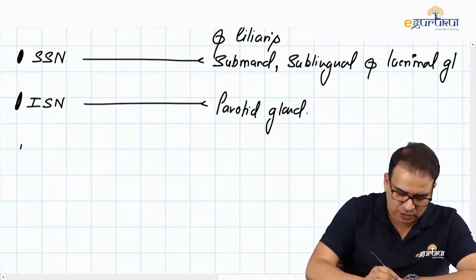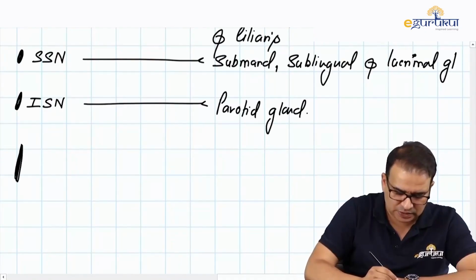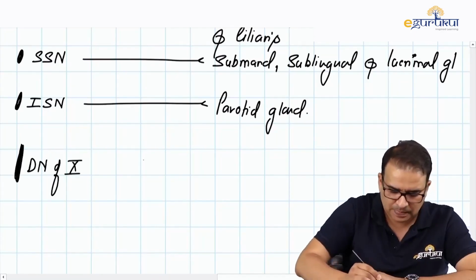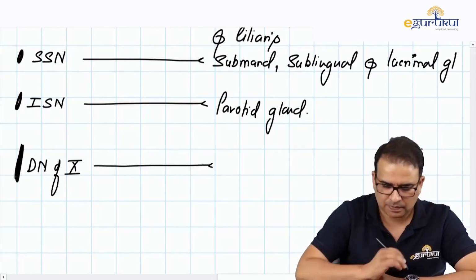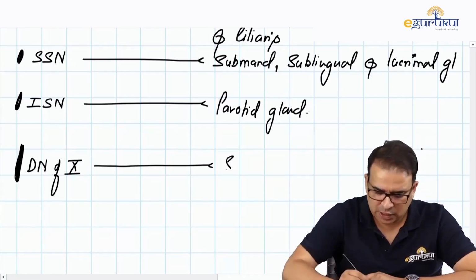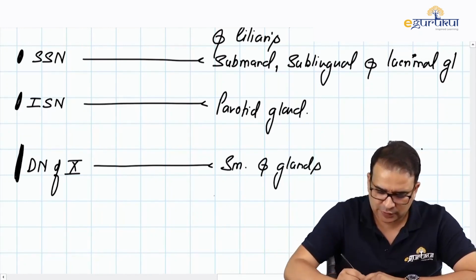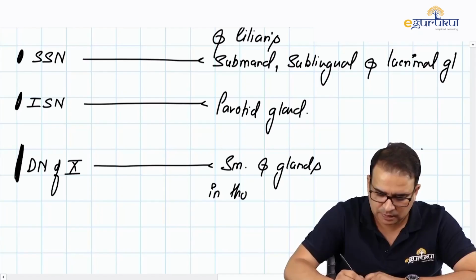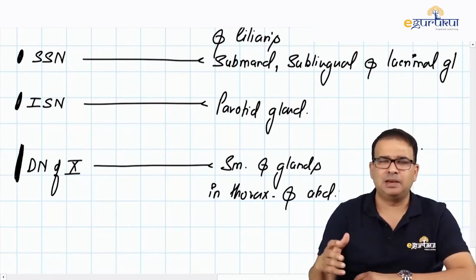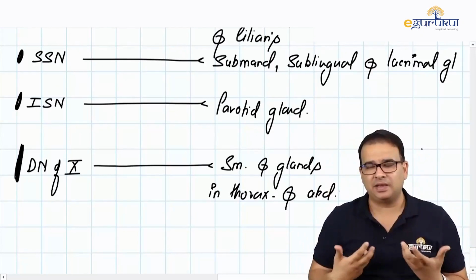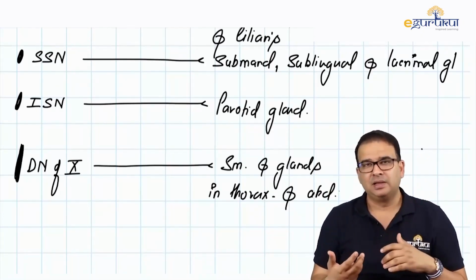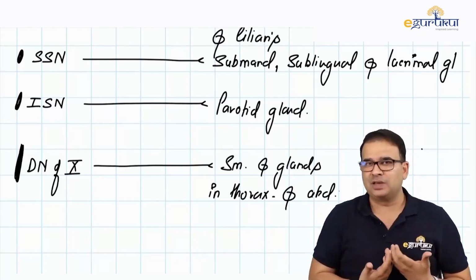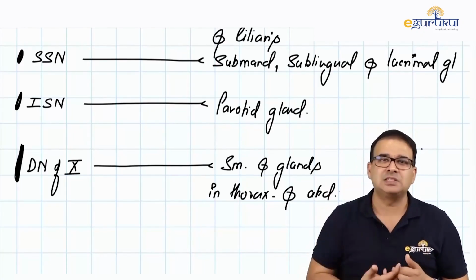And finally, we wrote the dorsal nucleus of vagus. I'm writing it in short, dorsal nucleus of vagus, which takes care of the smooth muscles and glands in the thorax and abdomen mainly. See, the vagus is the only cranial nerve which goes beyond the head and neck. So obviously, if you have to supply the smooth muscle of the esophagus, stomach or duodenum, the vagus nerve will take care of it.